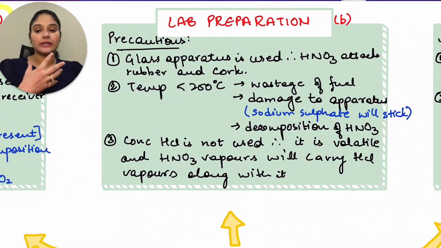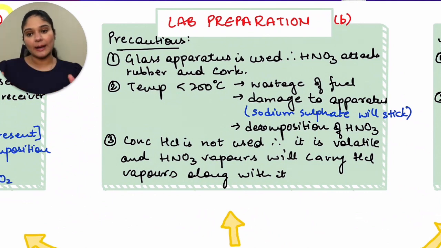Because HNO3 is a very strong acid, it can attack rubber and cork, so the entire apparatus has to be made of glass. The second precaution is that the temperature has to be maintained below 200 degrees Celsius, because first of all you are wasting a lot of fuel. You are anyway getting the product required below 200 degrees Celsius, so why would you increase that?